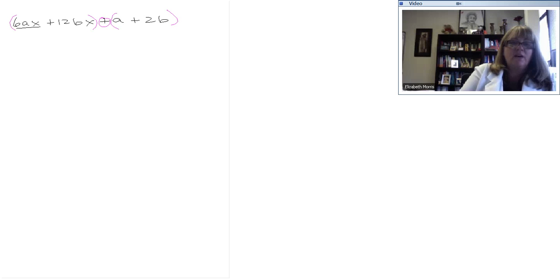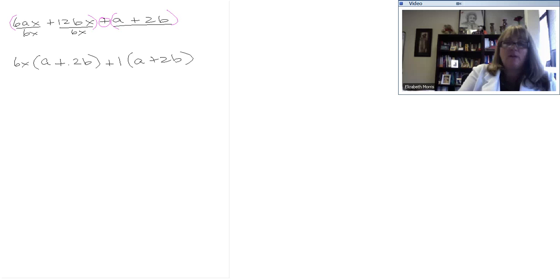But let's look at this. What can I take out of 6a and x and 12b and x? Well, I can take a 6 and an x out. This time there's more than one piece you can take out, which leaves me with a plus 2b. Plus, what can I take out of a and a 2b? Nothing. So when there's nothing to take out, it's a 1, because if I took out a 1 and I multiplied back, would I still be the same thing? You have to have the 1. So when there's nothing to take out, it's a 1.